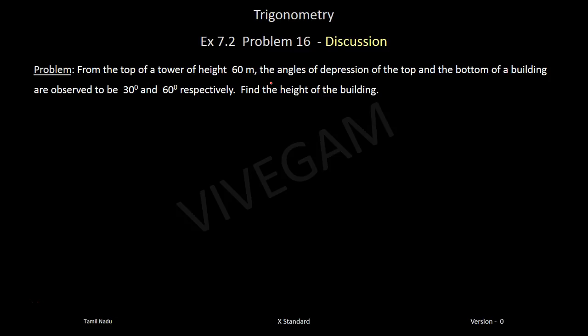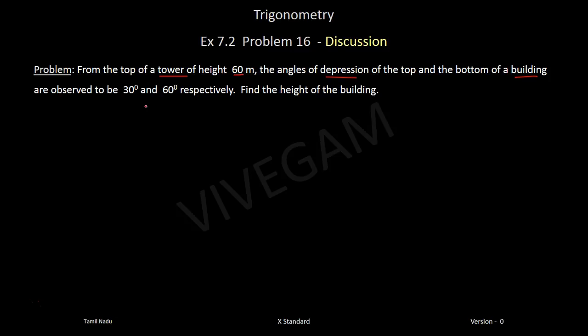Okay, it's an interesting problem. We have a tower and we have a building. From the top of the tower, which is a height of 60 meters, they are observing the top and the bottom of the building. Since this is an angle of depression, it means the building is shorter. The height of the building is less than the height of the tower because he has to look down, right? So that is one key point we need to note down.